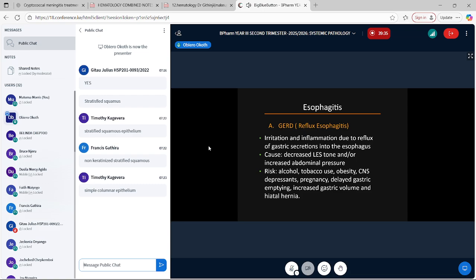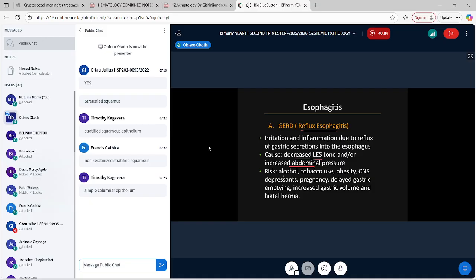Any other system in the body cannot contain that acidity. So if that acidity gets in, the esophagus will suffer. And that suffering of the esophagus is the reflux esophagitis. This is caused by decreased lower esophageal tone, or increased abdominal pressure, in that now the stomach is being compressed and the content is being pushed forcefully into the esophagus.